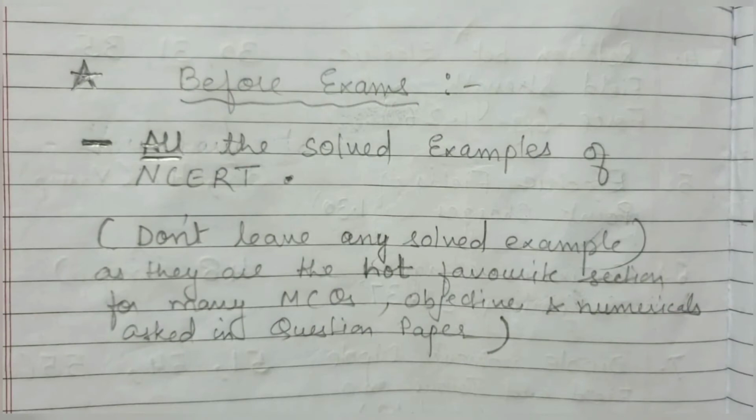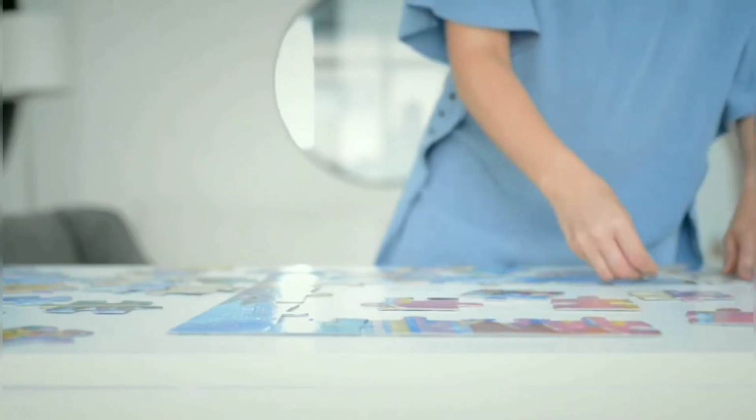That is all the solved examples of NCERT textbook. Now you will say that ma'am, then why should we do SL Aurora? Instead, why can't we do directly NCERT solved examples? But I will explain you why you have to do SL Aurora questions during your regular studies.